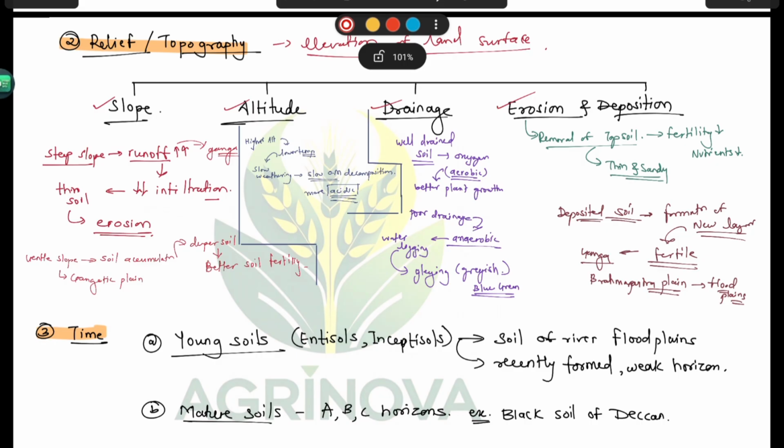The next, erosion and deposition. Erosion means the removal of the top fertile layer, and nutrients are removed, which makes the soil thin and sandy. After erosion comes deposition: the eroded material gets deposited in an area. So in that area a new layer forms which is more fertile. We can see this in the region of the Ganga and Brahmaputra floodplains.